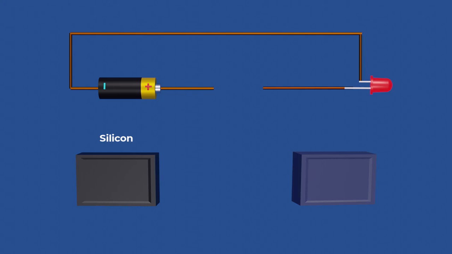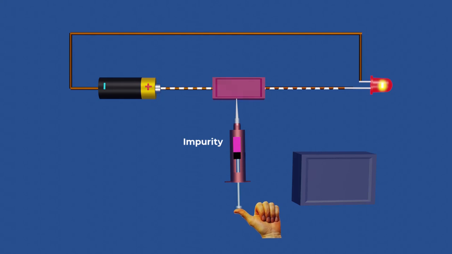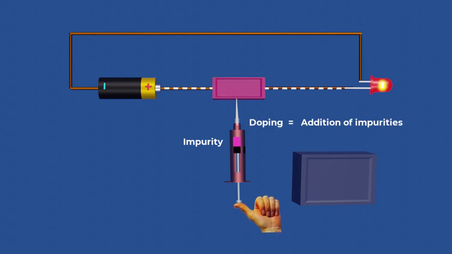Semiconductors, such as silicon and germanium, can act as both conductors and insulators. At room temperature, a pure semiconductor behaves as an insulator. However, its conductivity can be enhanced by adding impurities, a process called doping.